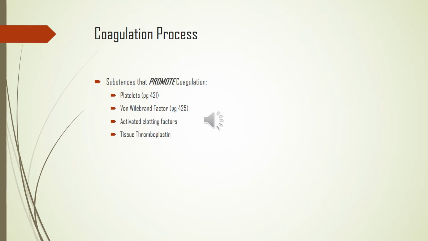Now we're going to talk about some of the substances that help promote coagulation. Platelets, which we talked a little bit about, are part of the clotting process. They're kind of like the binding part of it. When there's an injury and the process needs to start, platelets play a part. They have a protein that allows them to be sticky and allows everything else to attach to them to help form the blood clot. On page 421 of your book, it shows a little bit about the cyclooxygenase pathway and the platelet effects on that.